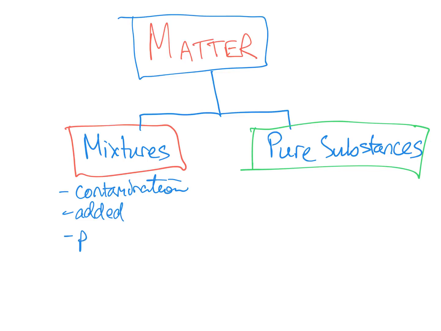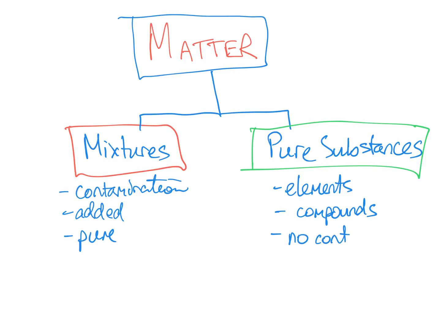They're not pure. Over here we have pure substances, and they can be elements. They can be compounds, as long as they're pure and have no contamination in them. So a contaminant in a mixture might be, we could have water, H2O, and we could have copper sulfate. Here we have two different things. They're not chemically joined together, and that is as a result a mixture.